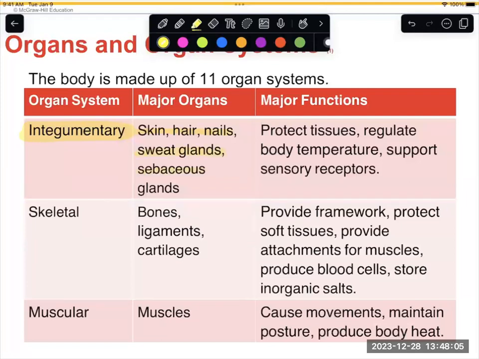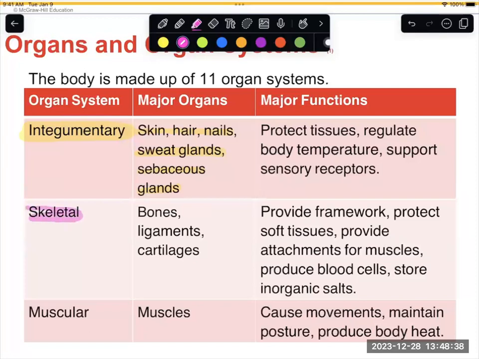Sebaceous glands are oil glands. Every one of your hairs on your body has these oil glands attached to it. That's why if you don't wash your hair for a few days, your hair gets really oily. It's from these sebaceous glands. Your skin protects you. It regulates your body temperature. Those sweat glands, when you get hot, you're going to sweat. It helps to support sensory receptors, so you know when something is touching you.